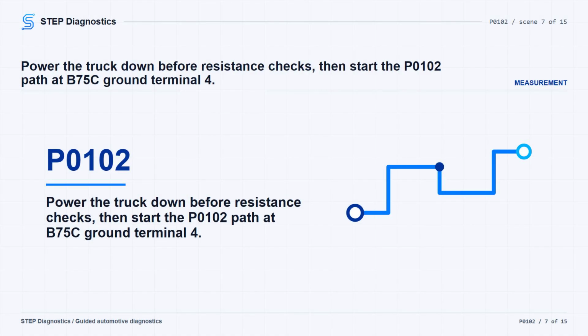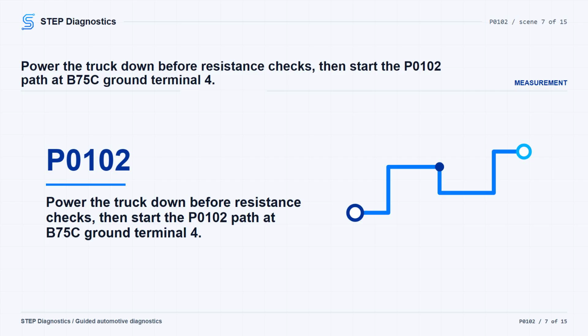For the P0102 signal circuit path, power the vehicle down first. It may take up to 2 minutes for all vehicle systems to power down before an accurate ground or low reference continuity test can be performed. With the vehicle off, disconnect the B75C multifunction intake air sensor connector. Test for less than 5 ohms between ground circuit terminal 4 and ground.